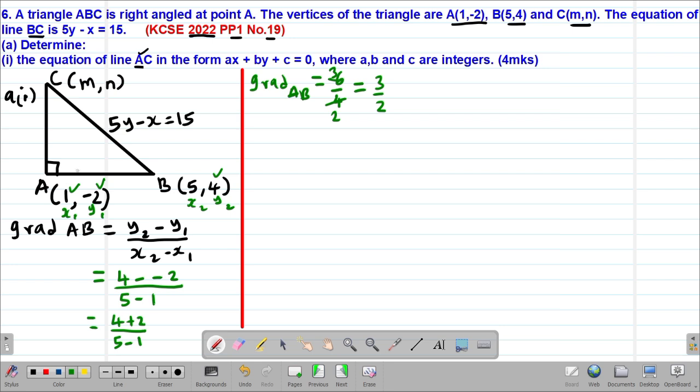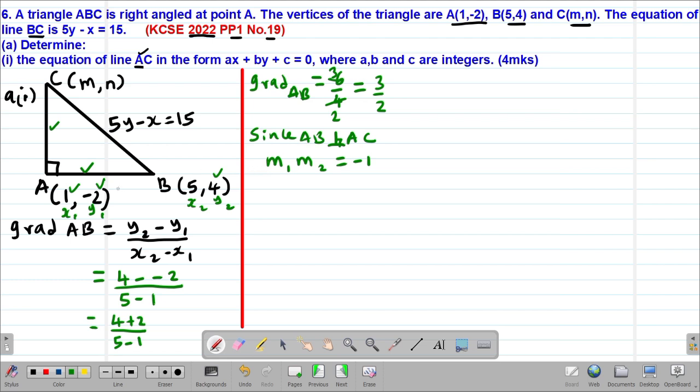Now, clearly we can see that the line AB is perpendicular to the line AC. Therefore, I'll say that since the line AB is perpendicular to the line AC, it follows that m1 multiplied by m2 should give me -1. So the product of the gradients of two perpendicular lines should always give you -1.